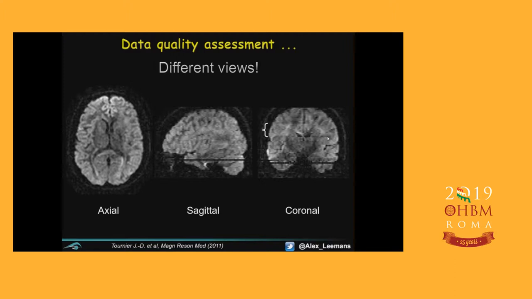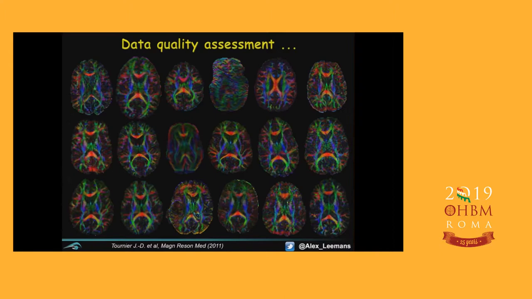So anyway, the take-home message here is that if you're embarking on a diffusion study, just do a good pilot study of 5 subjects or something like that. It doesn't take too much time, but really hammer deep into the QA. And there's more to come, right? But this is just important. Look at your data from different views, not just the image plane in which your data was acquired.